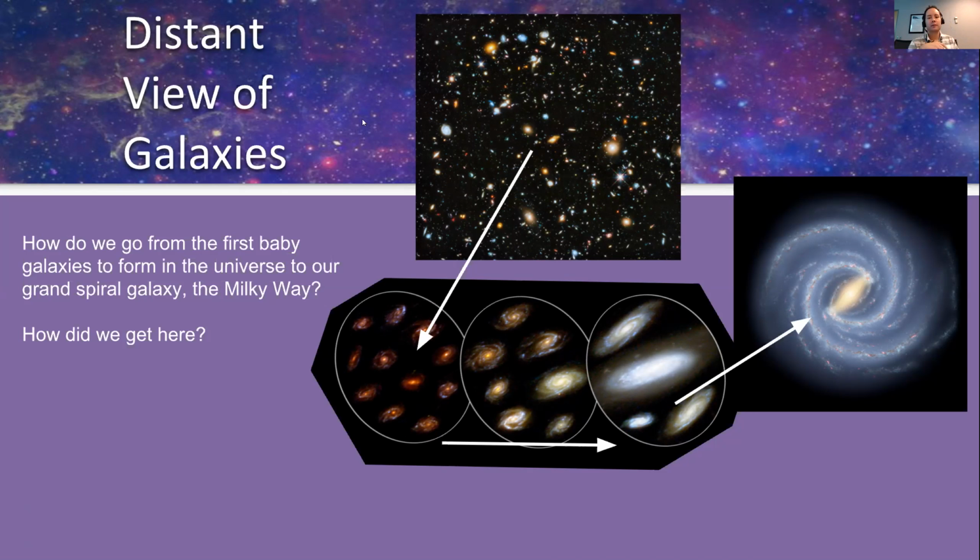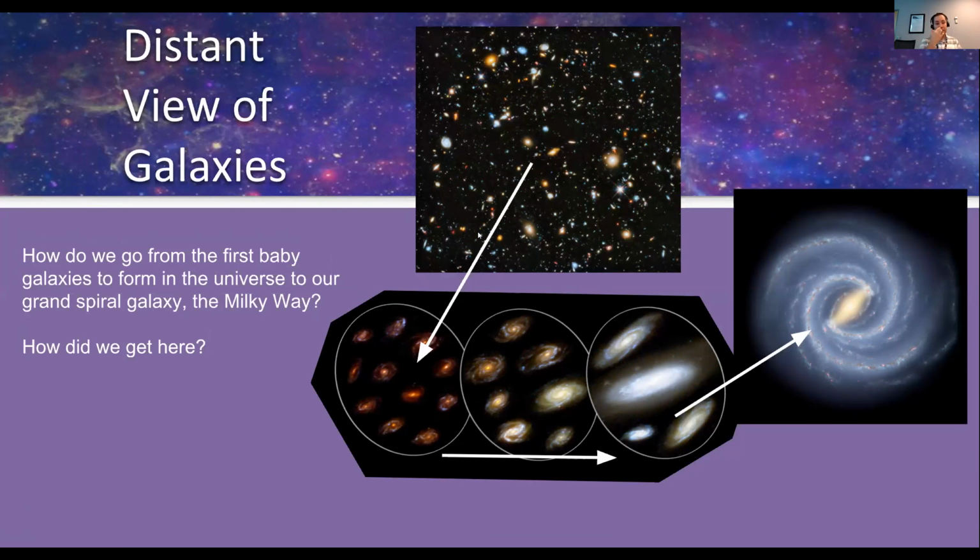So if you recall, you can use light years as a way to measure distances to the distant universe. So let me go back to this slide here, distant view of galaxies. So one of the things astronomers are really interested in understanding is how do we go from the first baby galaxies to form in the universe, to what we live in as the grand spiral galaxy, the Milky Way.